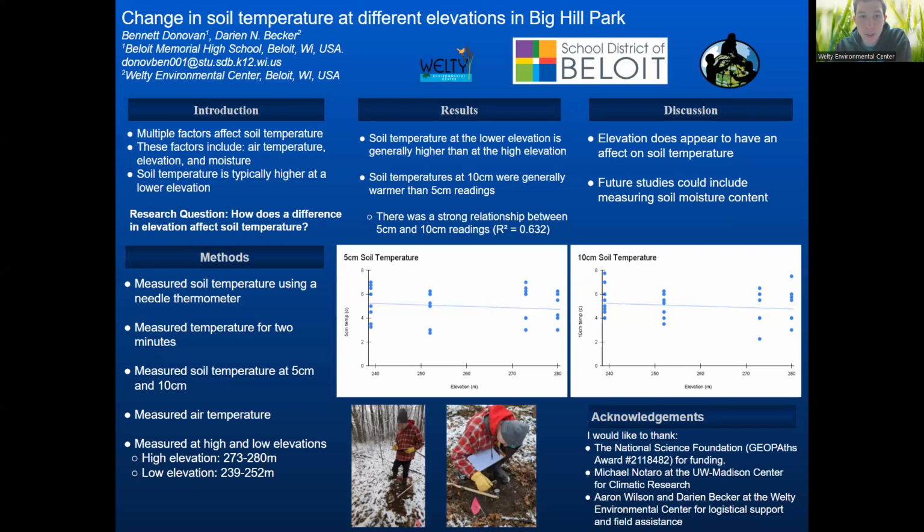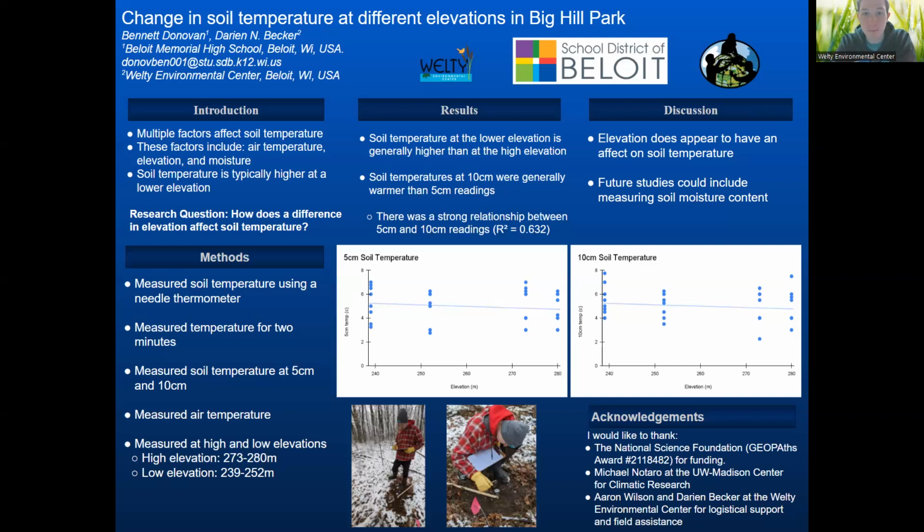For my methods for this project, I used just a needle thermometer to measure the soil temperature. I measured at each of the locations for 2 minutes, at 5 centimeters and 10 centimeters beneath the soil surface, doing two minutes for each of those. I also measured the ambient air temperature at each location. Again, those locations ranged from 273 to 280 meters for the high elevation and 239 to 252 meters for the low elevation.